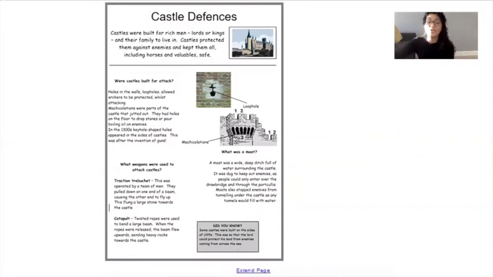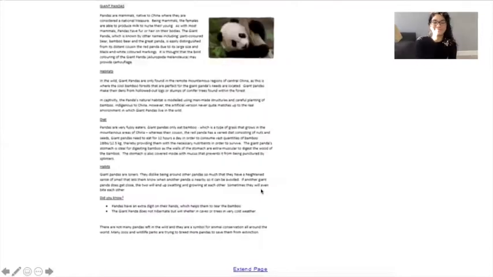So remember, a non-chronological report does not have to be read in order. That's the beauty of a report of this style. So if you want to look at the picture first, you can look at the picture first. If you want to read about what weapons were used to attack castles, if you want that to be the first thing you read, then you're more than welcome to read that. Whatever you choose to read first or last, everything will still make sense. So you can decide for yourselves the order in which you wish to read your non-chronological report.